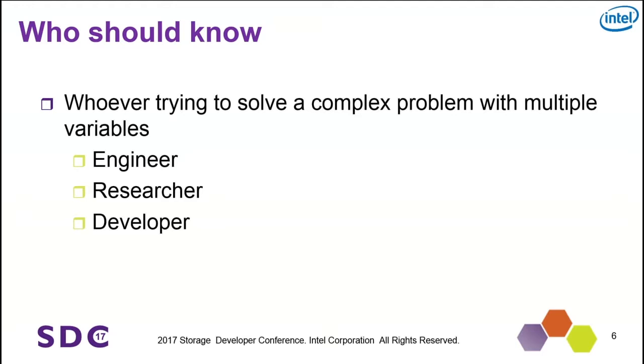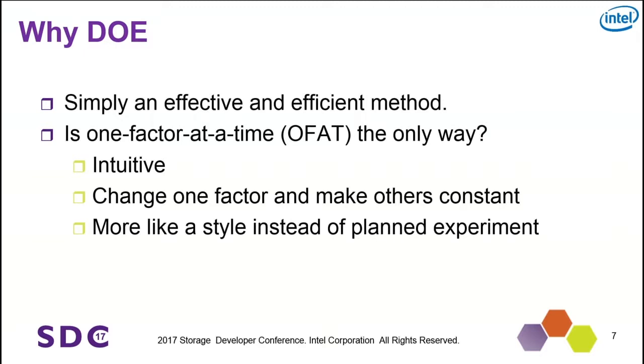Who should use it? I think it should be used by engineers, researchers, and developers, but now almost all the scientists, engineers, and researchers are still using OFAT, one factor at a time. I'm going to show you the differences later, and why DOE is simply much more effective and efficient than OFAT. OFAT is changing one factor and keeping the others constant. It is also based on intuition, so it's more like a style instead of a planned experiment.